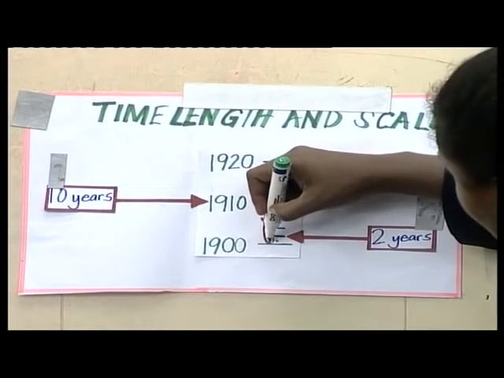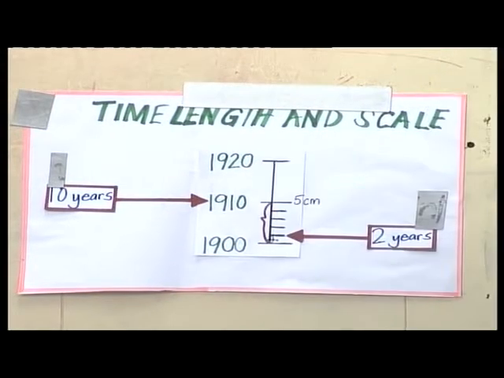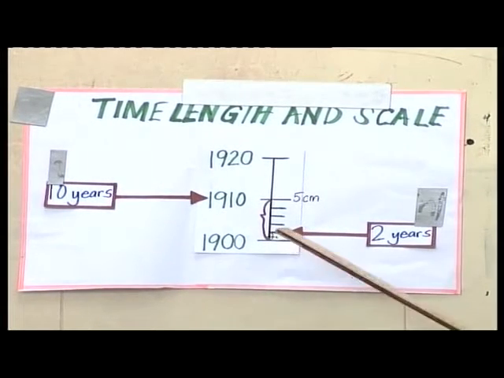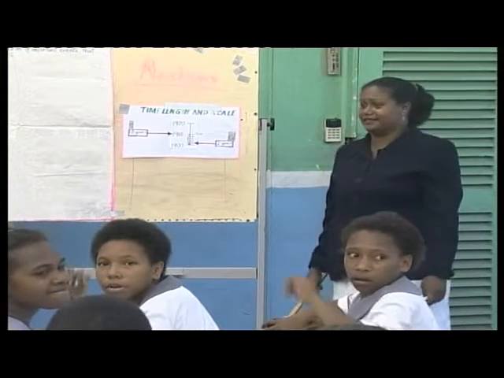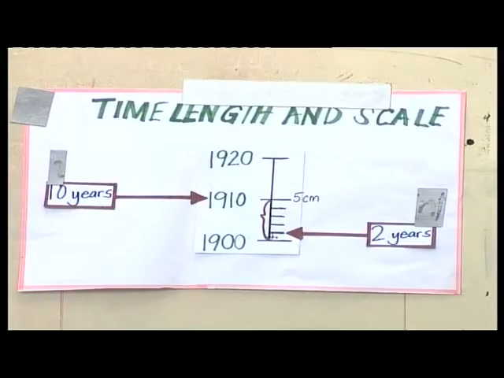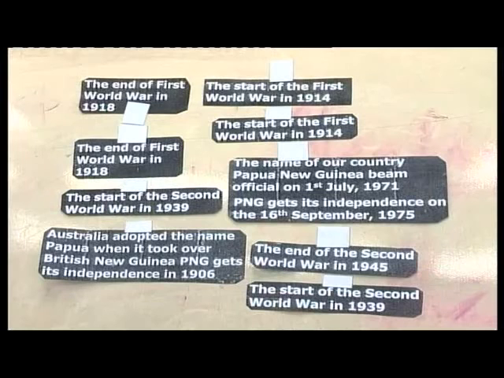So if we were to look for 1 year, it would be halfway between 1 centimeter. Are you clear with that? And how many millimeters is that? Yes, Newman. Millimeters. Excellent. 5 millimeters.